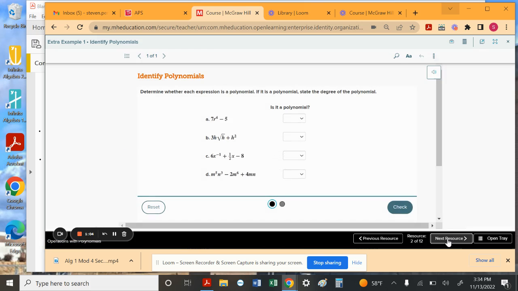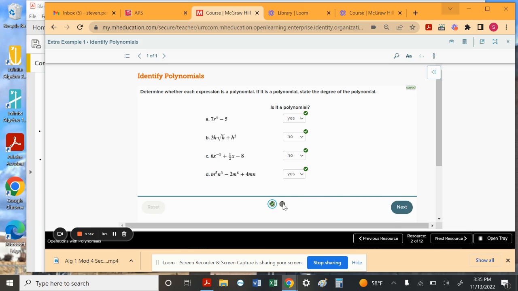On the next part, we want to identify which ones are polynomials and which ones are not. Looking at these here, is this one a polynomial? I would say yes, that is a polynomial. Is this one a polynomial? This one would be no because it has a square root. This one has a negative power, so that would be no. And this one has all positive powers and they're all integers. None of them are roots, so that would be yes as well. Okay, so we can check it.